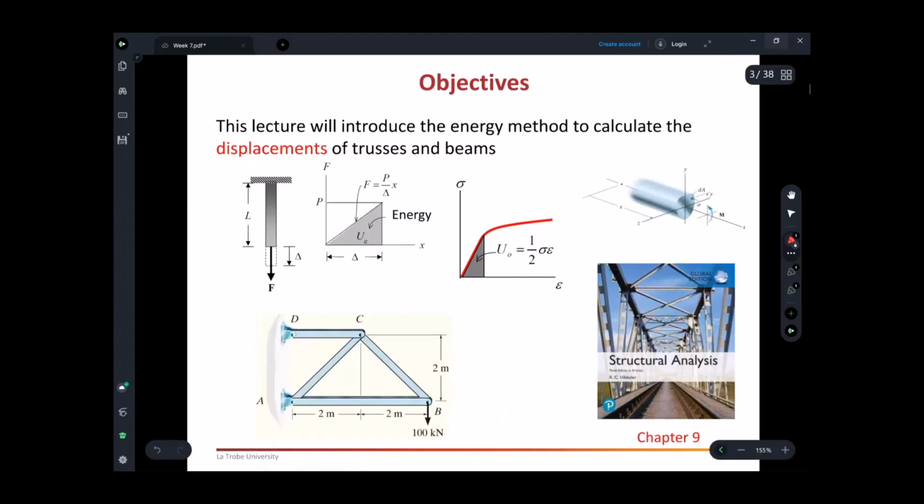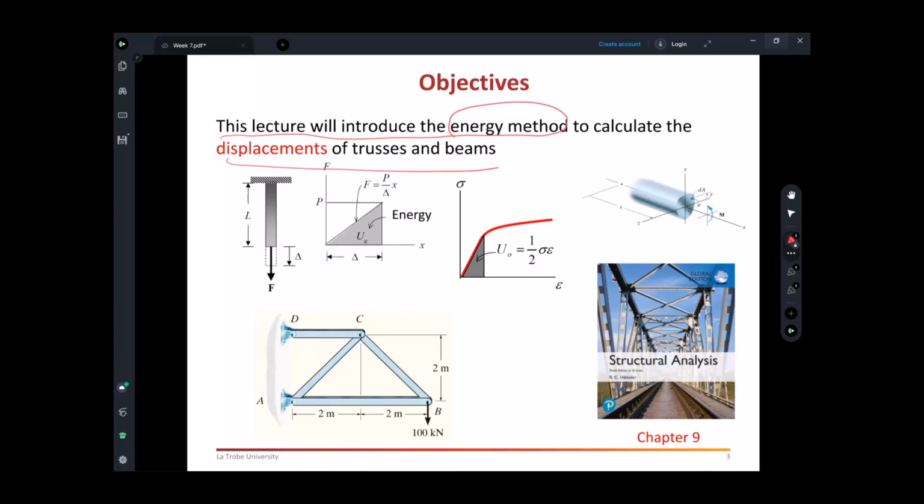effectively. All right. These lectures will introduce the energy methods. The name energy methods also has some meaning behind it, so I will talk about why they call them energy methods. They are used to calculate the displacement of the truss and beams. It can also be used in the frames. In our subject, we are not dealing with the displacement of the frame, but this method is very powerful. Powerful meaning these methods are used to find the deflections in most of the structure members.